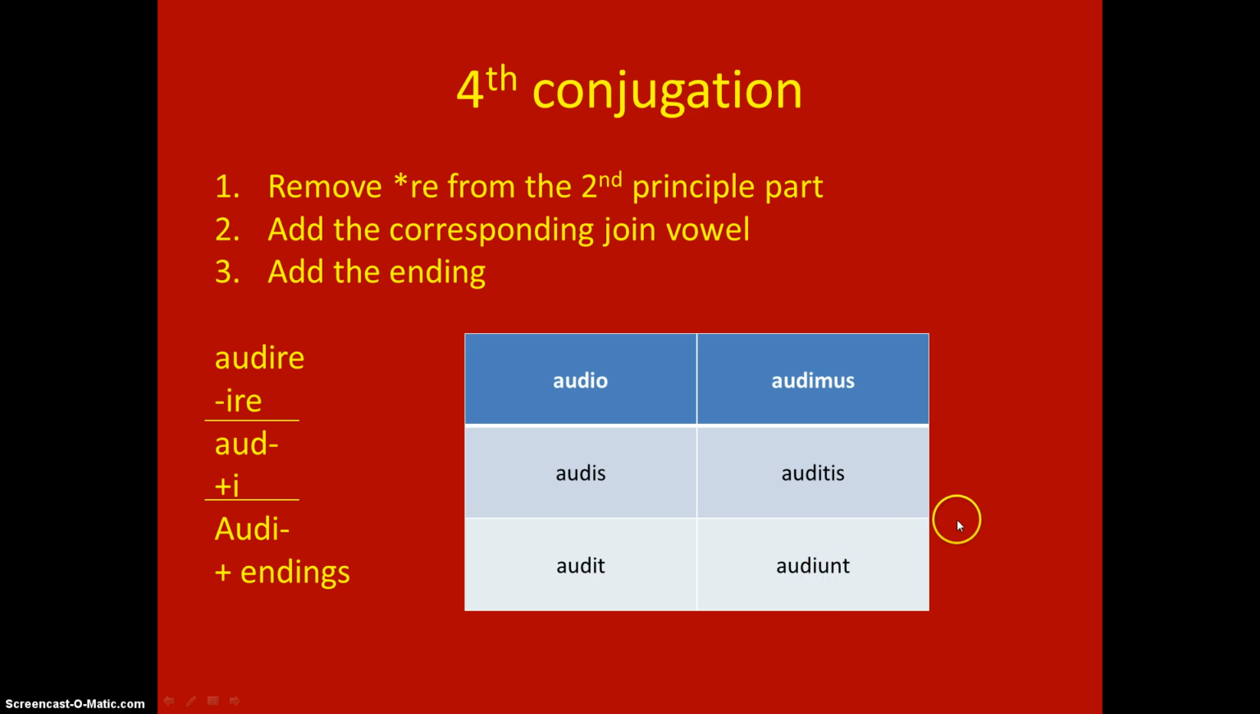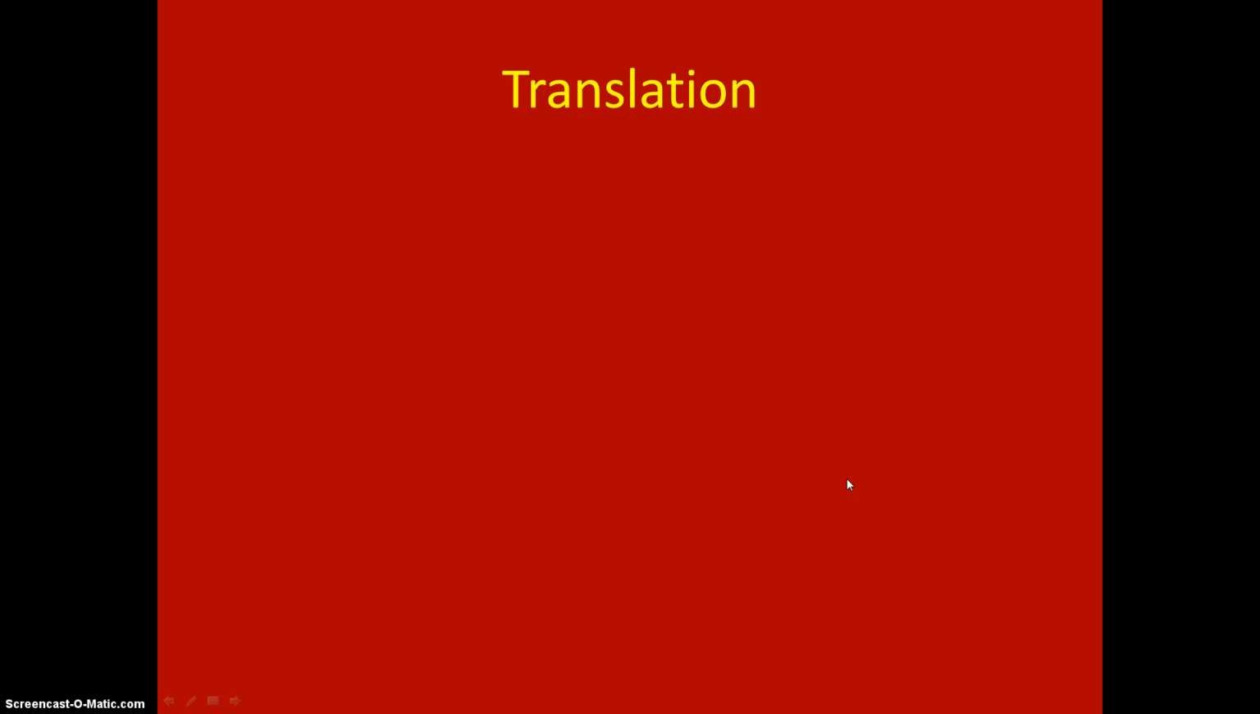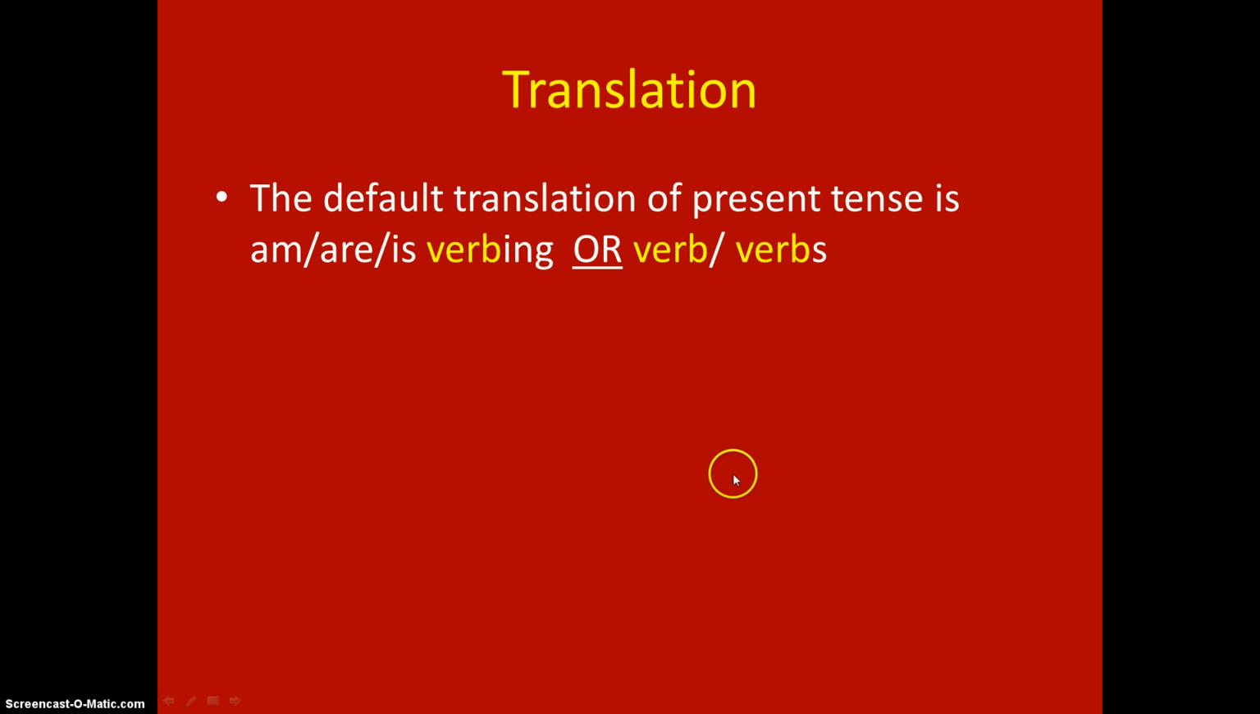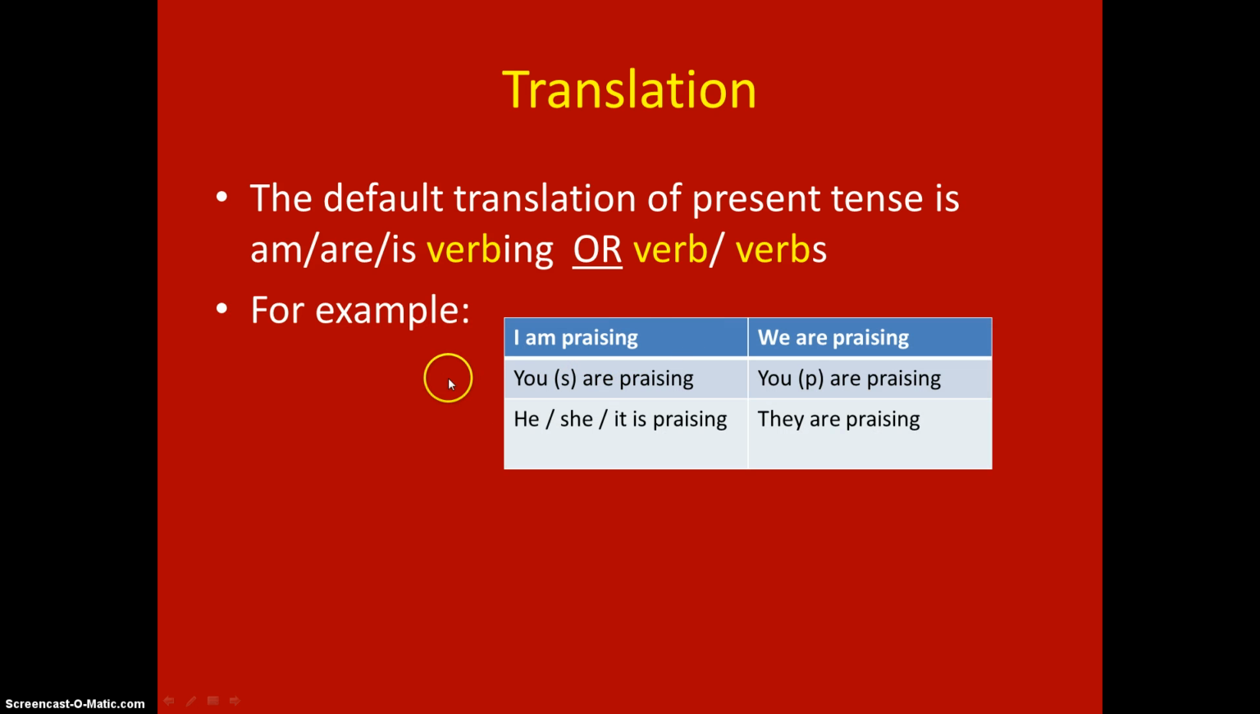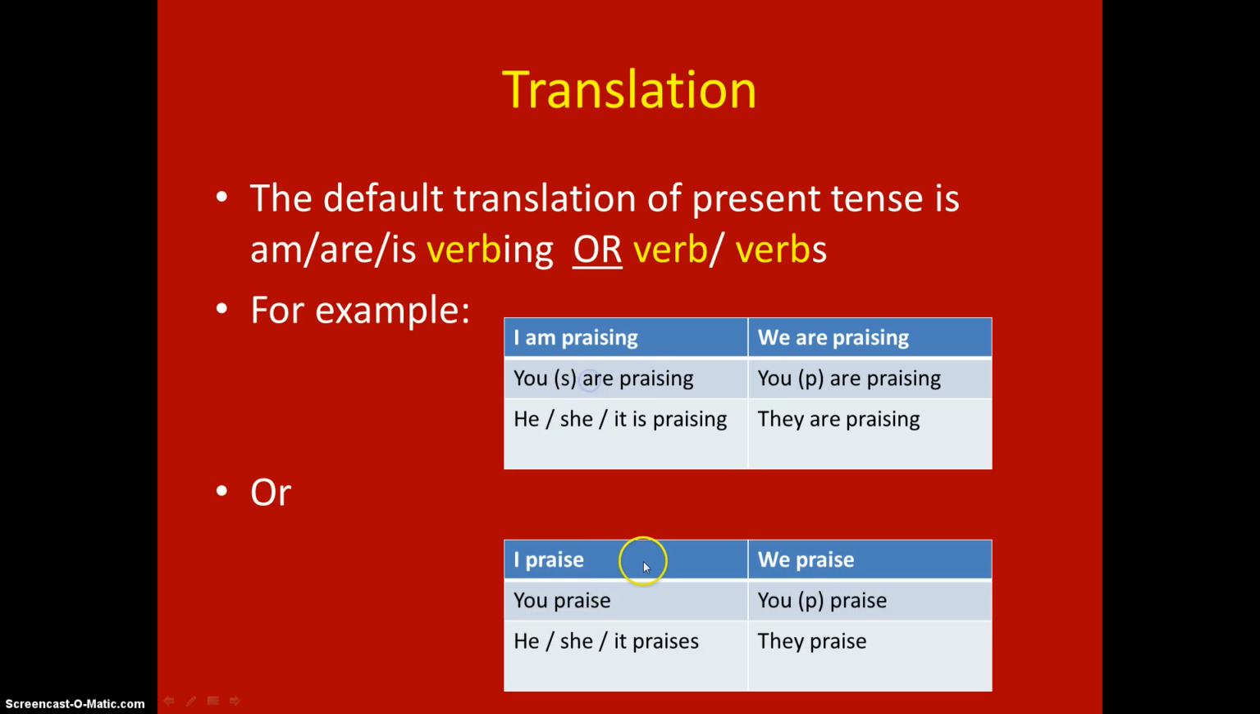Okay? That's the present tense. How do you translate present tense? The default translation of present tense is going to be is verbing or verbs. What do I mean? Okay, if we're doing laudo, laudare, I am praising, you are praising, he, she, it is praising, we are praising, y'all are praising, they are praising, or I praise, you praise, he, she, it praises, we praise, y'all praise, they praise. Doesn't matter which one you use. It means the exact same thing in English.